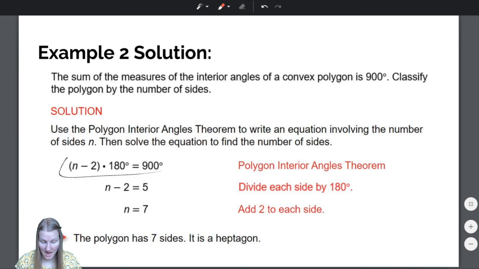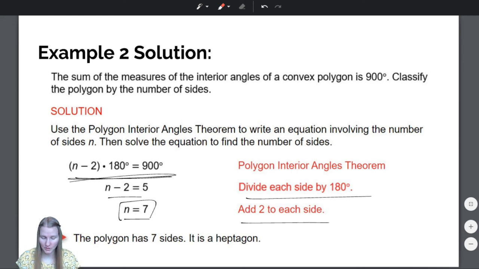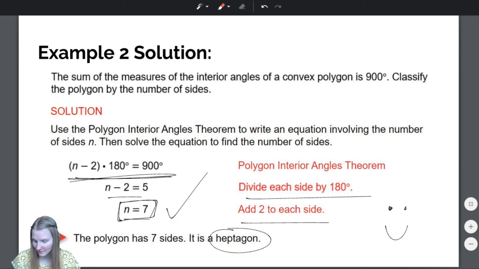Alright, so we have n minus 2 times 180 equals 900. This is the most important part of the question, because after that, we just solve. Divide each side by 180, add 2 to each side, and we get that n equals 7. So it is a heptagon. A heptagon. That's the name for a 7-sided figure. So, we were correct.